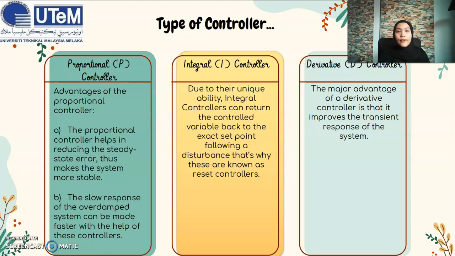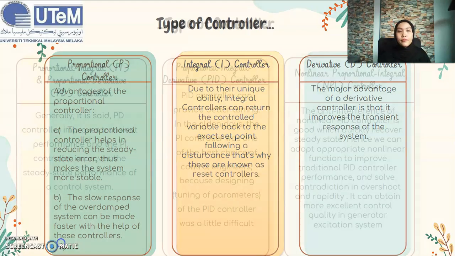Integral controller. Due to their unique ability, I controllers can return the control variable back to the exact set point following a disturbance. That's why they are known as reset controllers. Derivative controller. The major advantage of the D controller is that it improves the transient response of the system.